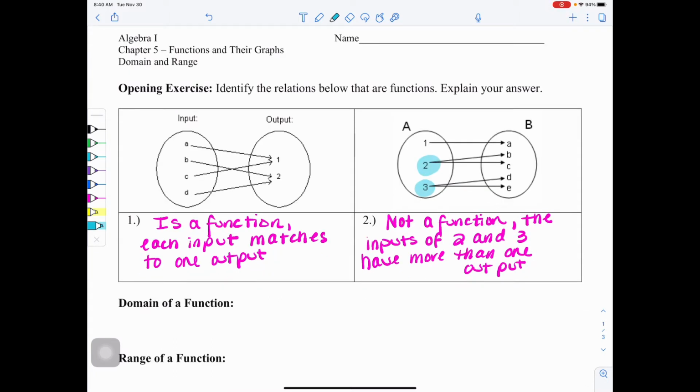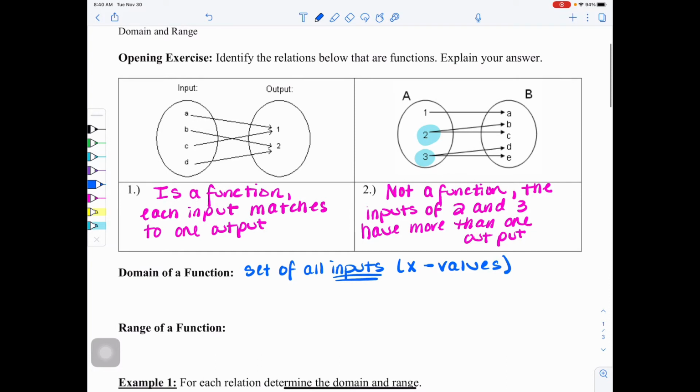Okay, so now that we've learned a little bit about domain and how we're going to start finding that, let's actually define the domain of a function. So the domain of a function is the set of all inputs, underline that word, which are your x values. So domain is the set of all inputs, which is your x values. Let's use our function from above. We'll use both of them, the function and the non-function, just to write down what the domain is, okay?